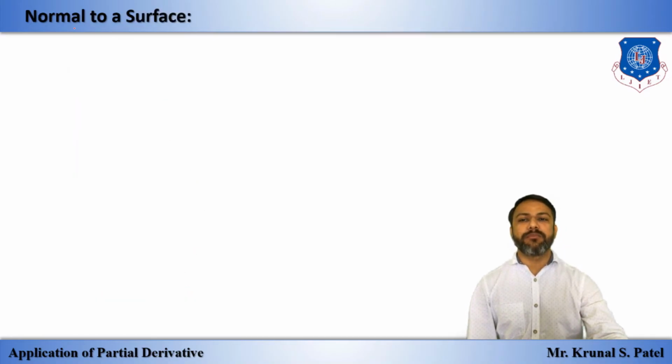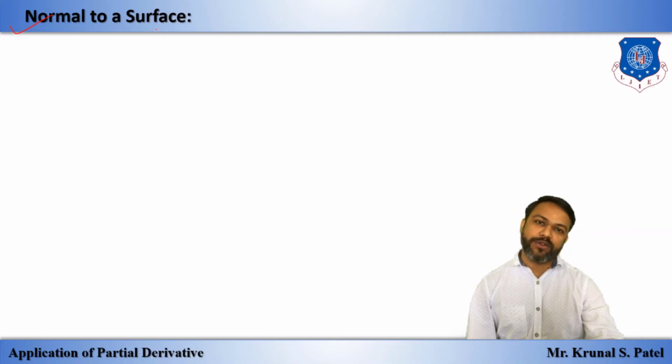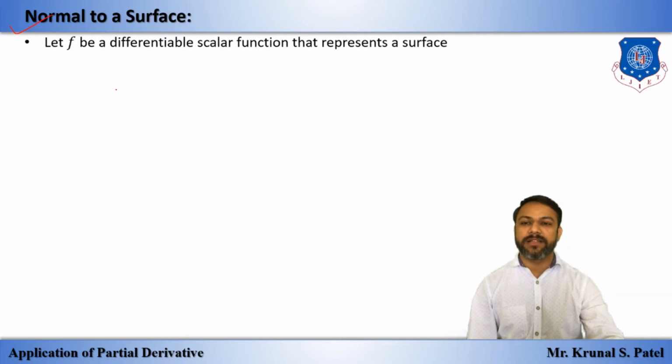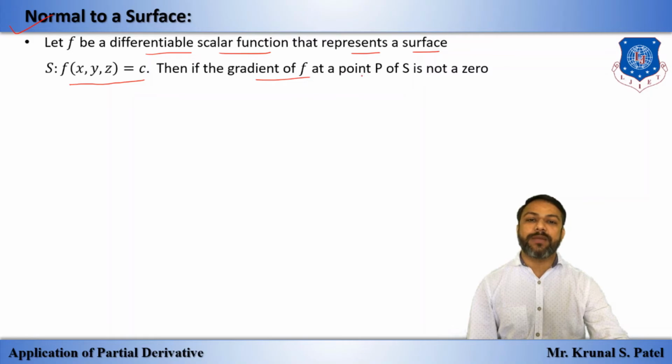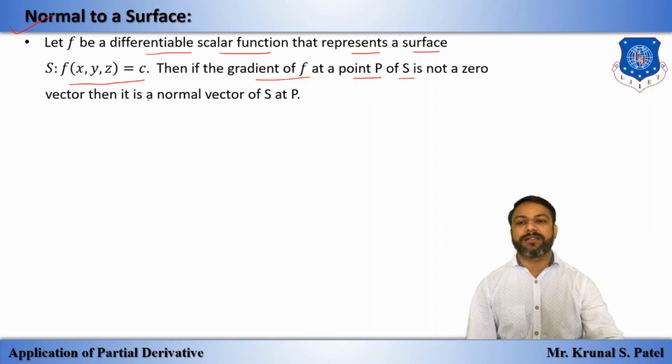Now we have one simple, basic concept: the normal to the surface. So what is the normal to the surface? Again, to find the normal to the surface, we will use the gradient. Let f be a differentiable scalar function that represents a surface, as our surface is f of x comma y comma z is equal to c. Then if the gradient of f at point P of surface S is not a zero vector, it is a normal vector of surface S at point P.